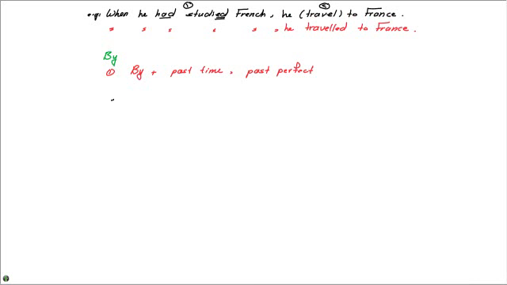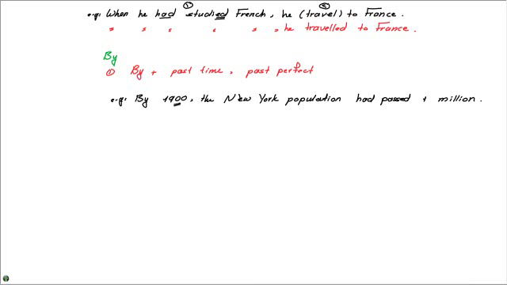For example, we say by 1900 the New York population had passed 1 million. By here, 1900 is a past time. Then the sentence that follows, the New York population had passed. We use past perfect.